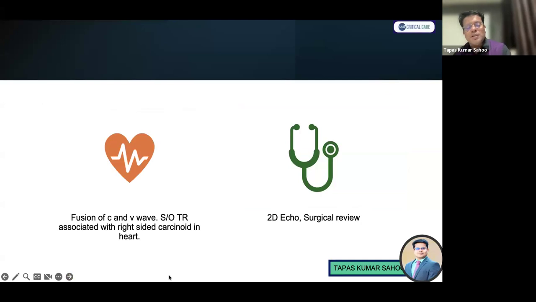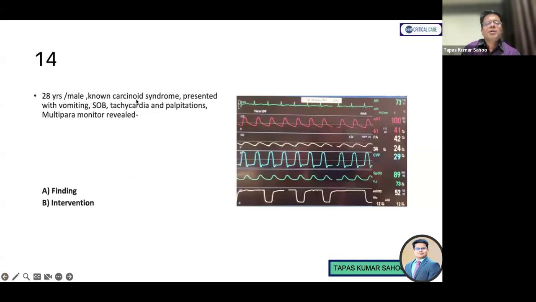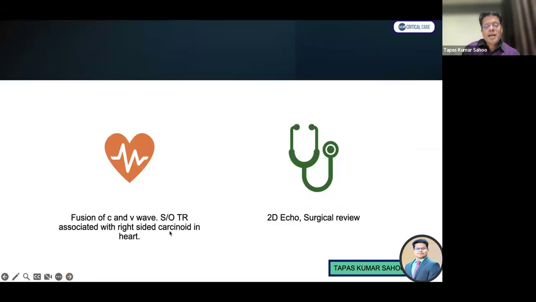So when the C and V waves are fused, it would give you a clue towards tricuspid regurgitation. Why is the patient having tricuspid regurgitation? Because the clue number 1 is here. Patient is having carcinoid syndrome. So there is release of hormones, and that would lead to vasodilation, and that is causing the right-sided carcinoid in the heart, and the TR is there. So fusion of the C and V wave. And what is the intervention? You would send the patient for 2D echo and surgical review. Maybe the patient needs surgical correction.